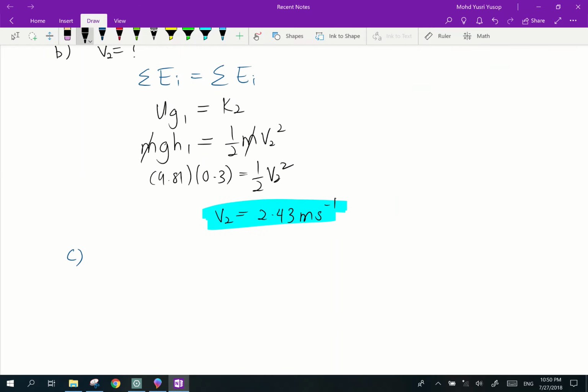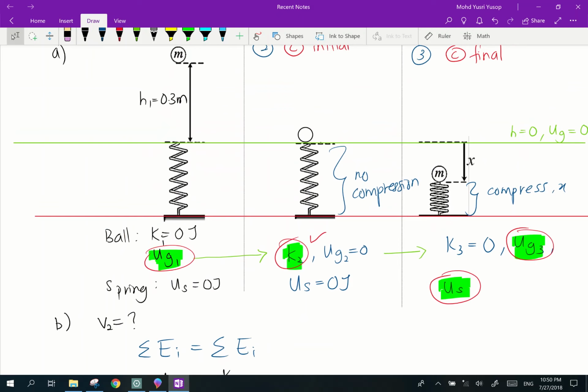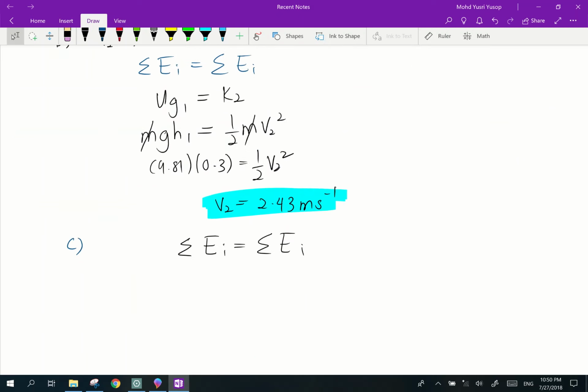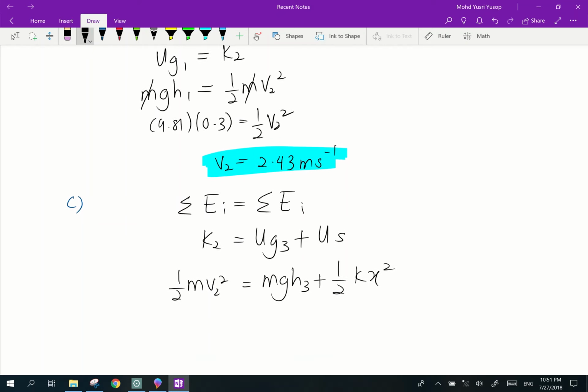Therefore, we apply conservation of energy. Okey, ingat tadi gambar tadi kita ada kinetic energy 2 sama dengan UG3 plus US. So, K2 is equals to UG3 plus US. So, K2 is half times mv2 square is equals to mgh3 plus half kx square. Now, mana dia height 3?